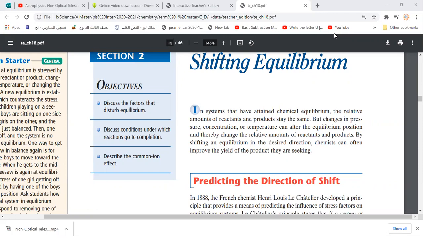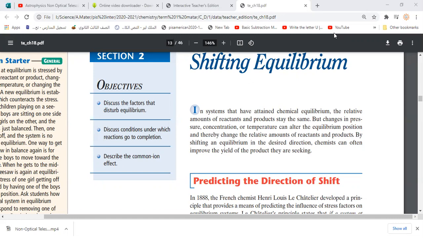Just to remember what we said last time: in an equilibrium reaction, there are two reactions working in opposite directions. One is the forward reaction, from the reactants to the products, while the reverse reaction is where the products react to form the reactants one more time. Once equilibrium is established, the concentrations or the ratio between the reactants and products will be constant or fixed, because we are already in equilibrium.